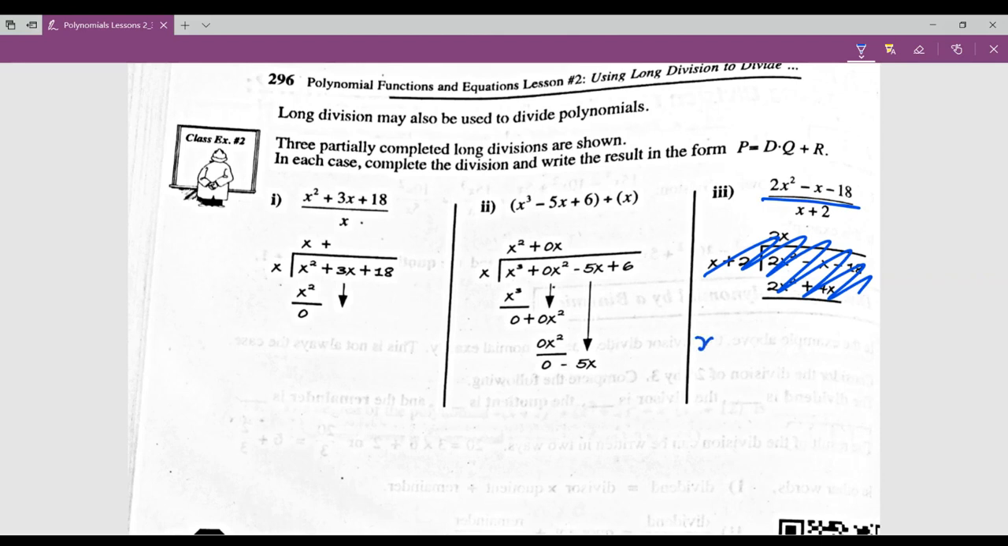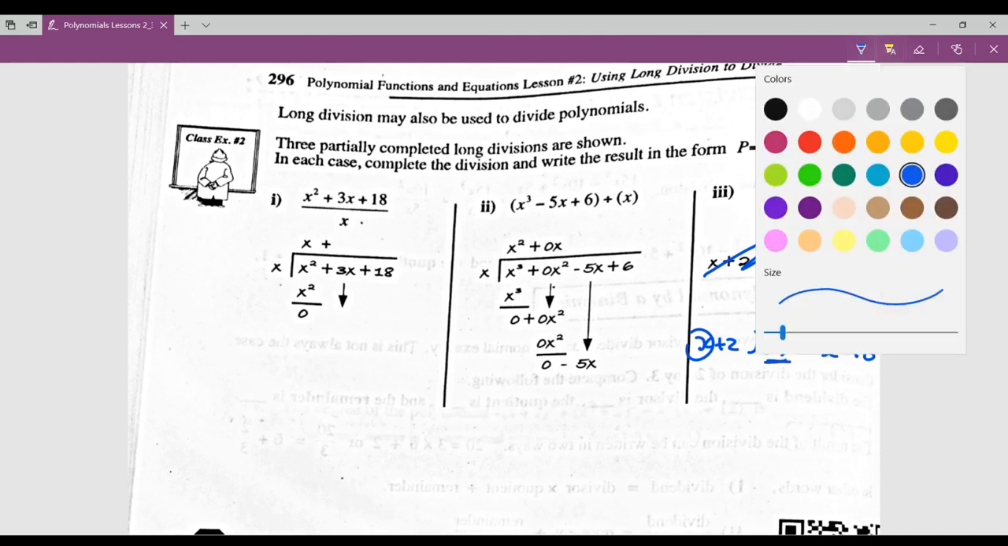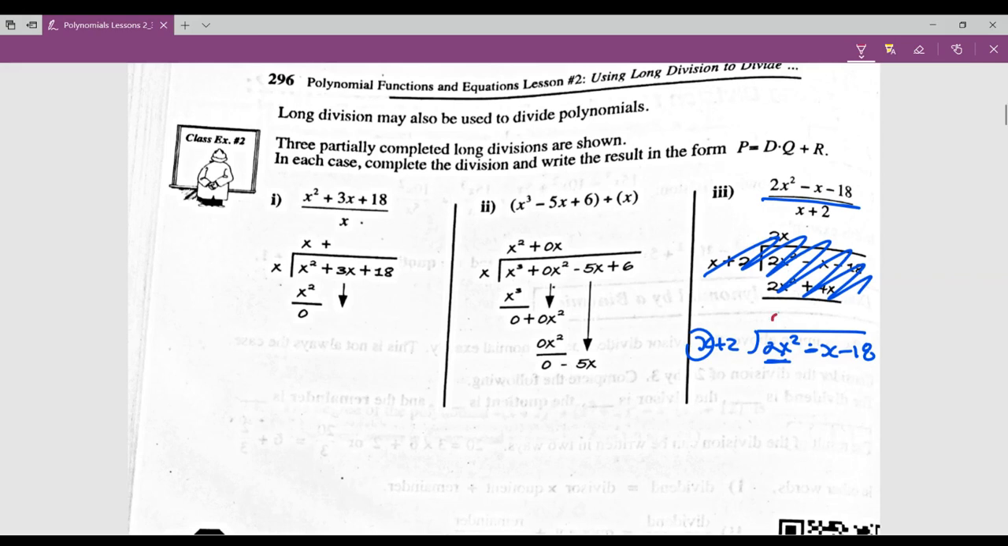So x plus 2 is there. The numerator goes inside the division sign, 2x squared minus x minus 18. And then you only look at the x term. And you ask yourself, what do I need to multiply x by to get 2x squared? Well, that is going to be 2x, because 2x times x is 2x squared. You want those to cancel. And then you multiply the 2x by the 2, and you get 4x.